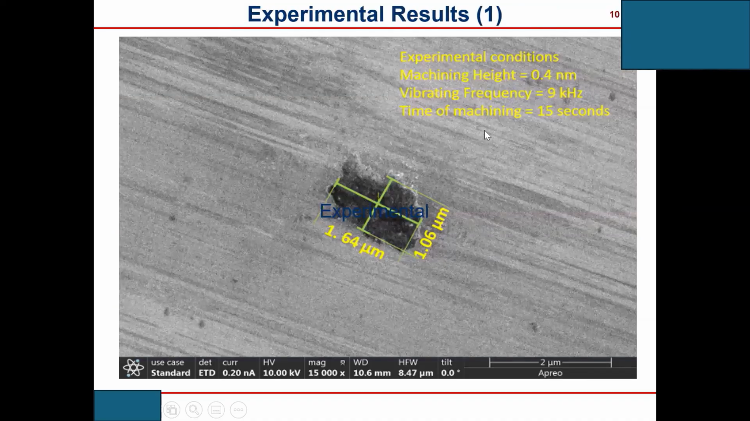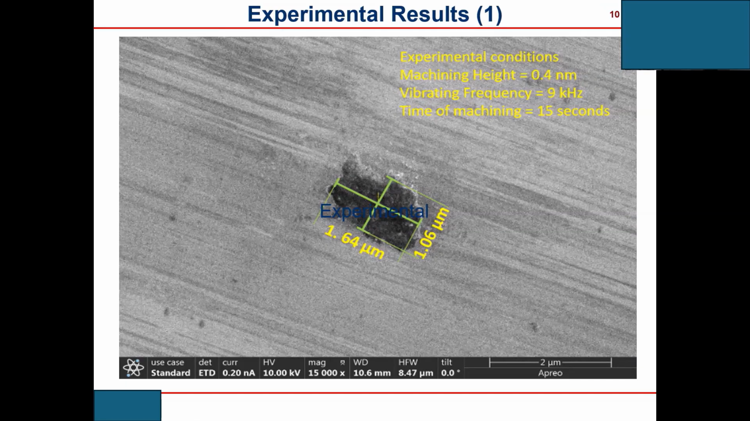Here are the experimental results. The experimental conditions are given here also. The machining height means the distance between the workpiece surface and the tool head, the tool tip.